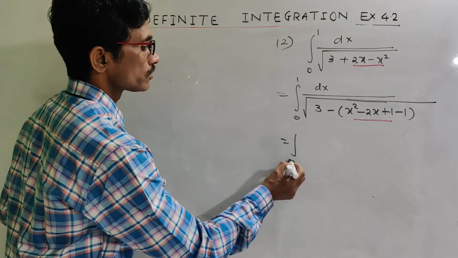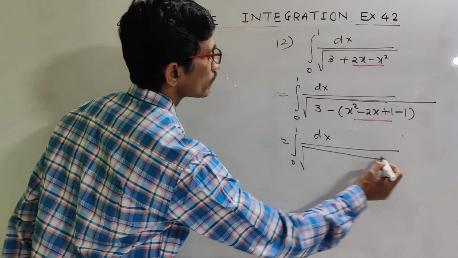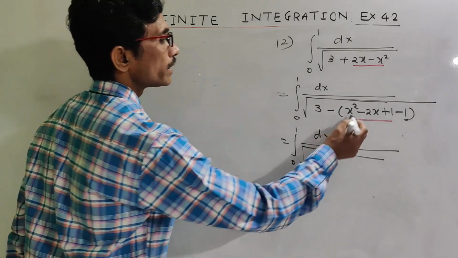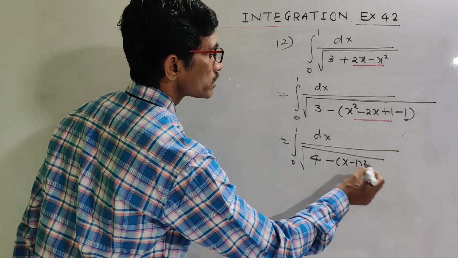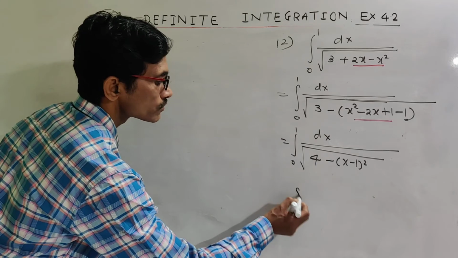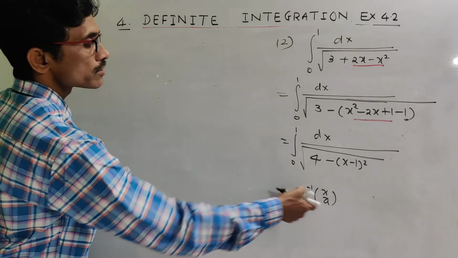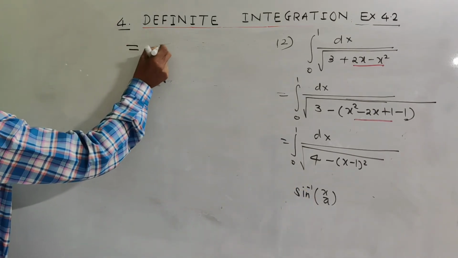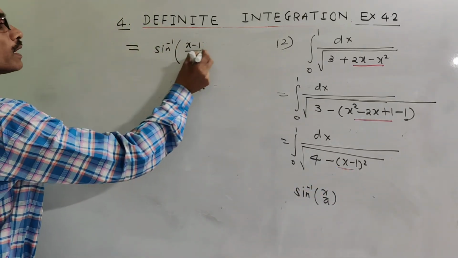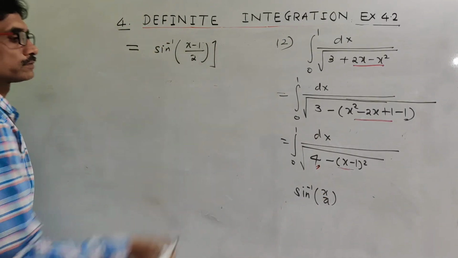It is integral 0 to 1 dx upon square root of 3 and minus of minus 1, it will be 4, and this is x minus 1 whole square. Now dx upon root of a square minus x square is sine inverse of x upon a. So the formula is sine inverse of x upon a. So it is sine inverse of x minus 1 upon a, and a is 2 here, so upon 2. Limits are 0 to 1.